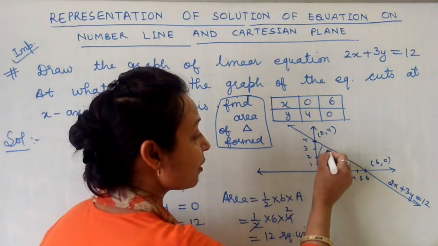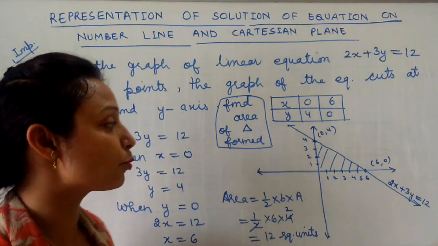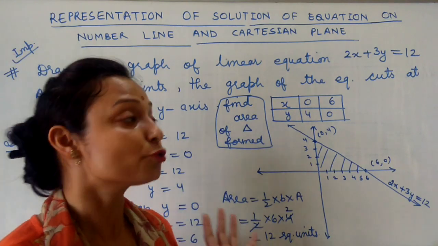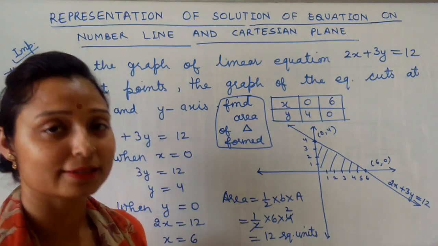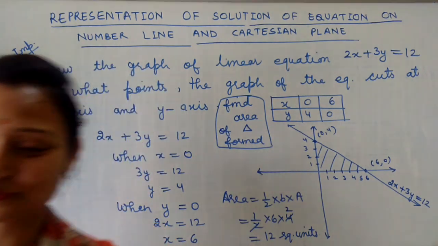You can also draw the triangle and find the area enclosed by these lines. So this is the way to plot the graph on the number line and Cartesian plane. Do the practice of these types of questions. Thank you.